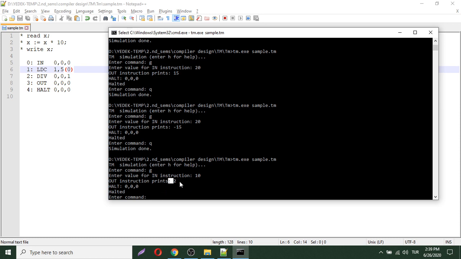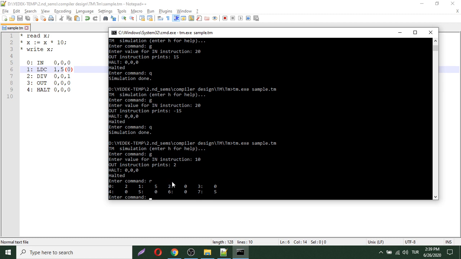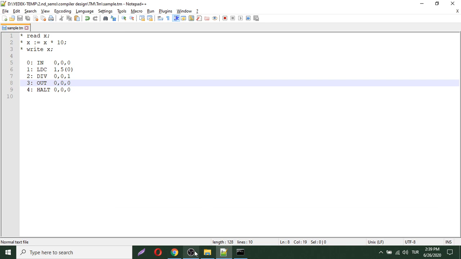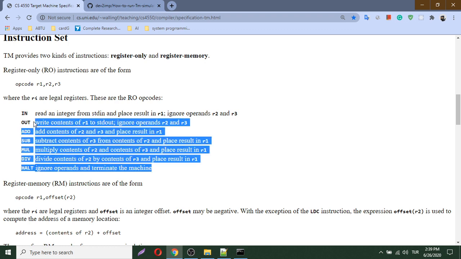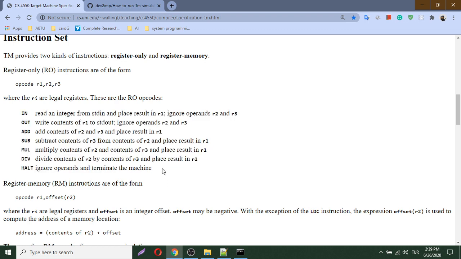Yeah, okay, it is 2. So I'm going to say R again. So you see still I am using the first two registers. I didn't use the rest of them, but I can use them if you need. And this was multiplication, and I already showed you halt. So multiplication, division, addition, and all of them. This was the easy one actually, and it is done in this way.